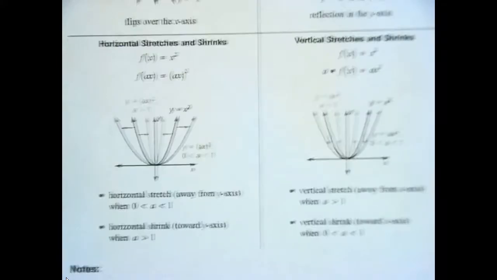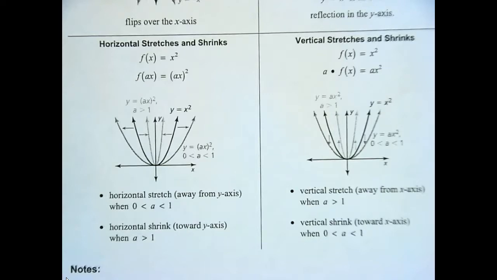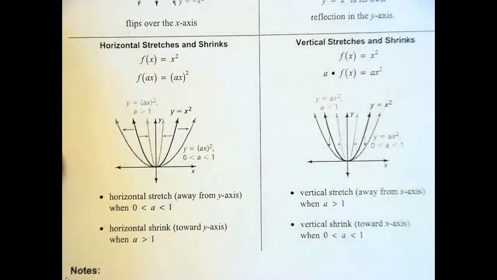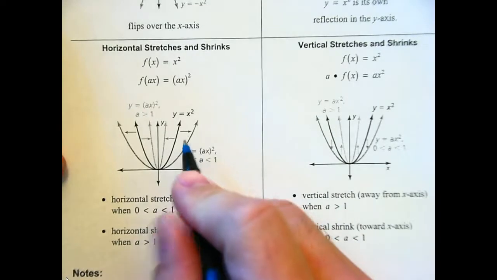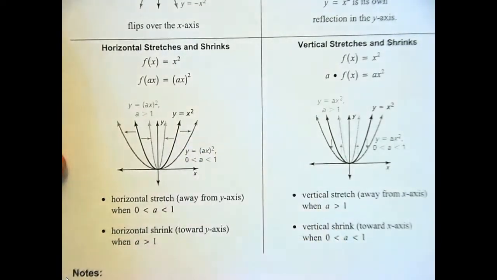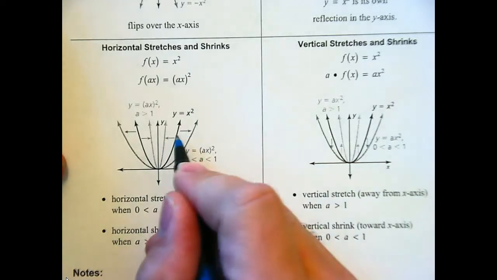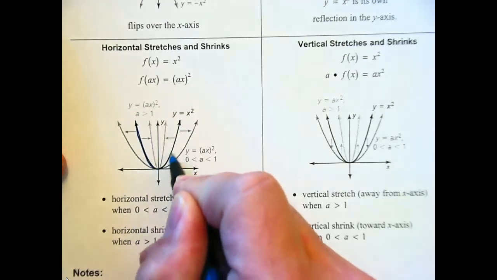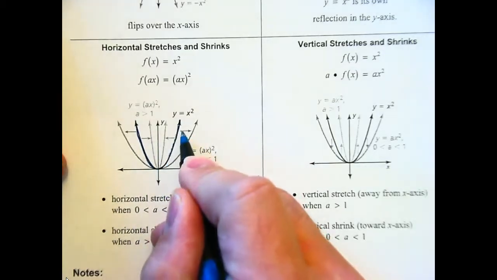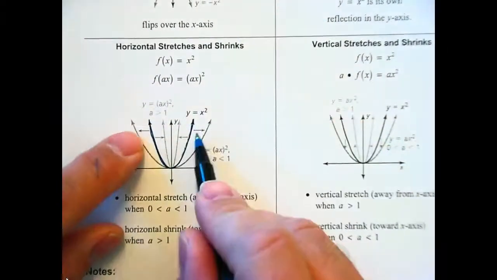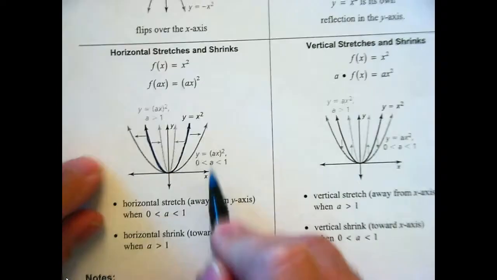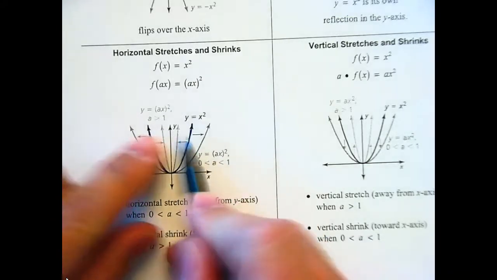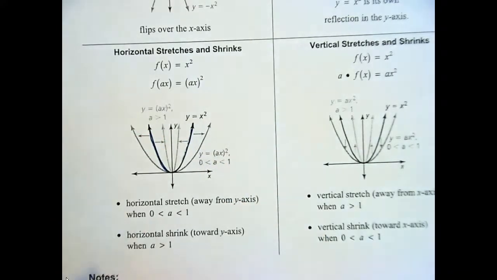Okay, horizontal stretches and shrinks. This is when we get to be really, really fun. It's a hoot, if you think of it this way. A horizontal stretch and a shrink: if you are stretching something horizontally, you are pulling it away from the y-axis. So if I am pulling this parabola, here's my parent function, away from the y-axis, it's getting pulled this way. I'm stretching it horizontally. If I am shrinking it horizontally, I'm pushing it together towards the y-axis. I'm pinching it towards the y-axis.